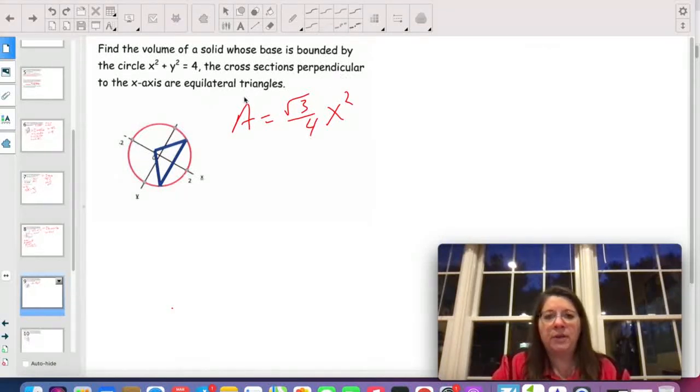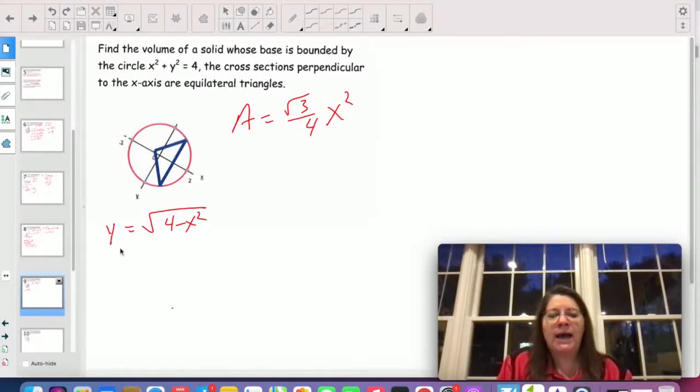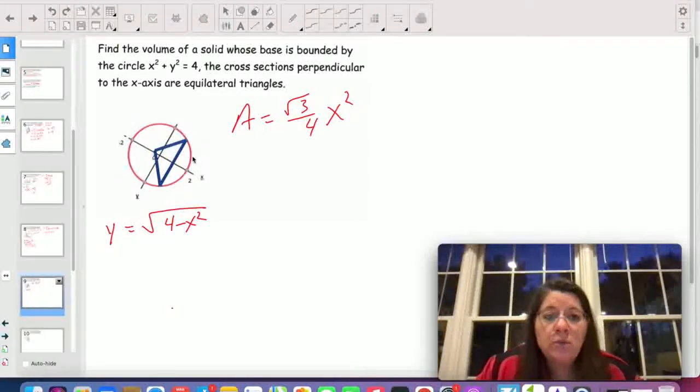Cross section is perpendicular to the x-axis. We've got to solve this thing for y. That's the same one we solved for earlier, so I'm not going to show any work for that. We've done that once already today. So that is what y is equal to. x is going to be the base of the equilateral triangle. Now, these are supposed to be equal. They don't look equal in my picture, but understand there's no way I can get them all perfect.